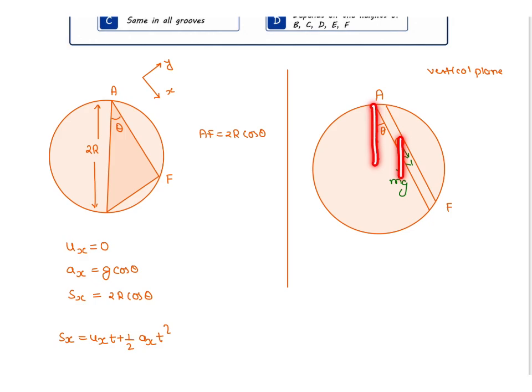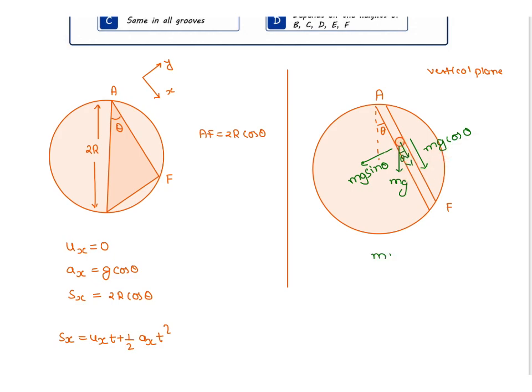These two lines are parallel. If this angle is theta, then this angle will also be equal to theta. And I have to take the force which is along the groove. So I am resolving this mg into two components. One is mg cos theta, another is mg sin theta. And again, I am not interested in this mg sin theta because the particle is moving in this direction. So I have to take the force in this direction only.